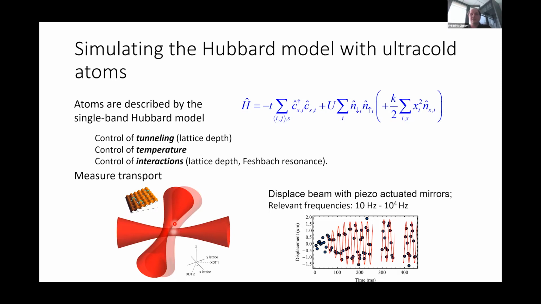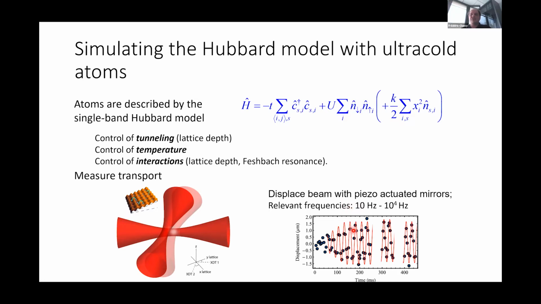And since they can measure the position of each atom individually, what happens is that they can reconstruct the position of the center of mass of the whole cloud. And what they see is this kind of oscillation. So there's a transient regime here, and they reach a steady state. The frequency that they explore is between 10 Hz and 10 kilohertz.